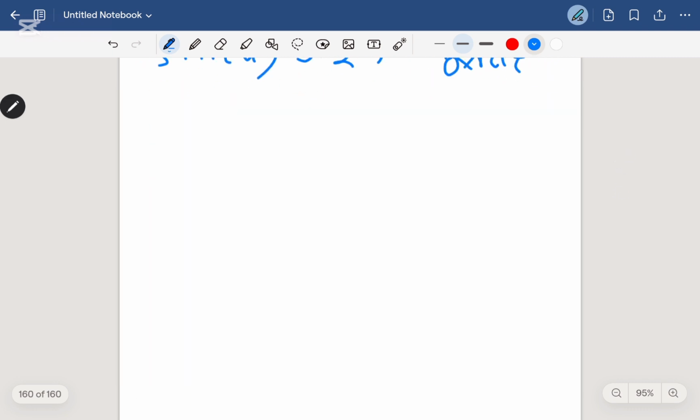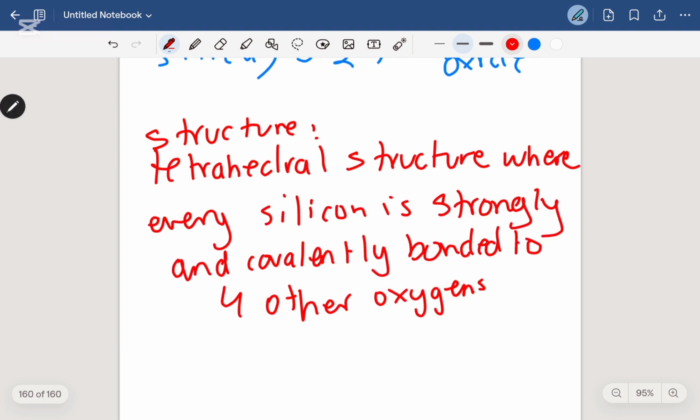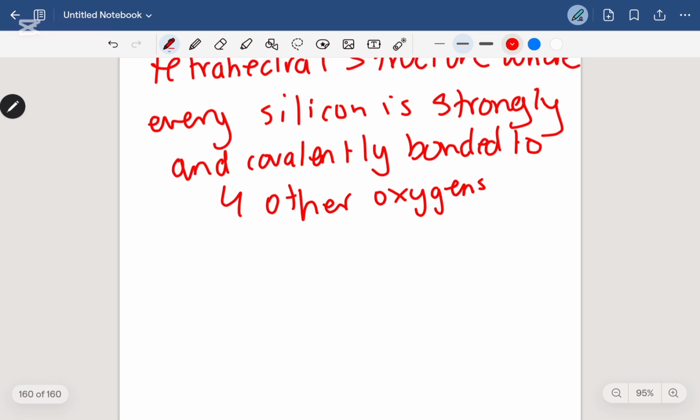So what about the structure of silica? It's the same as a diamond in that it's a tetrahedral structure where every silicon is strongly and covalently bonded to 4 other oxygens. So I'm going to write it. That is pretty much the structure of silica. Now we are going to be discussing some of the properties.